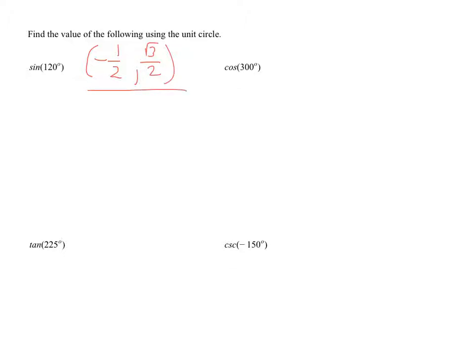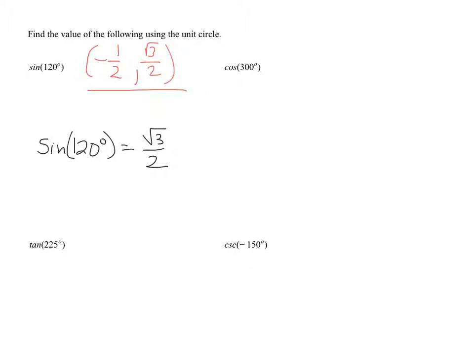So this point comes from the unit circle. So the sine, we know, of any angle is always the y-coordinate. So the sine of 120 would be the square root of 3 over 2. So again, using that unit circle, I just look at what the point is, and I know sine is y, cosine is x, tangent is y over x, and then I can find the rest by flipping.